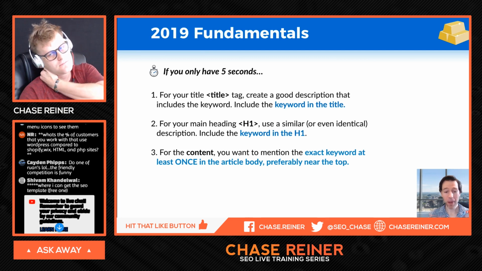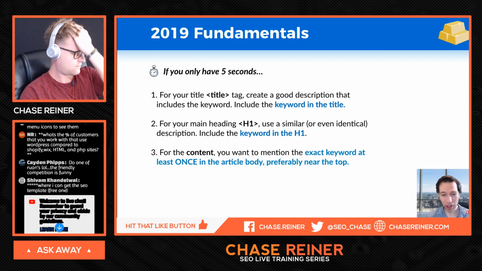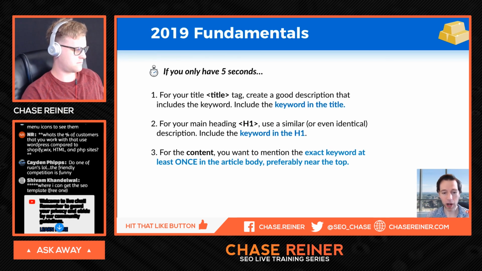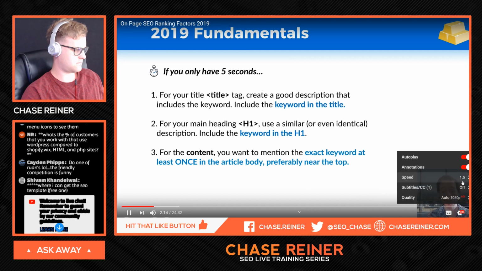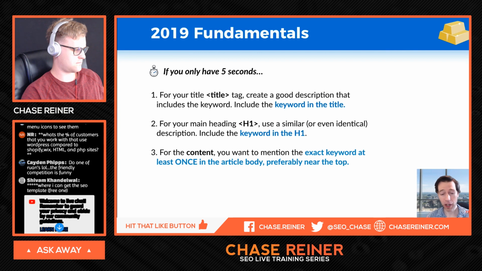Number 2, for your main heading, which is called the H1 tag. In HTML, it's the H1 tag, but usually if you're not very familiar with HTML, it's the big, bold headline on your webpage. If you're using WordPress, this is taken care of for you automatically, and you want to include the keyword in the H1. So far, we've included the keyword in 2 places: in the title and in the H1. Now, for the content, you want to mention the keyword at least once in the body, preferably near the top. So you want to include that keyword once in the title, once in the H1, and once in the content, probably or usually near the top of the page.